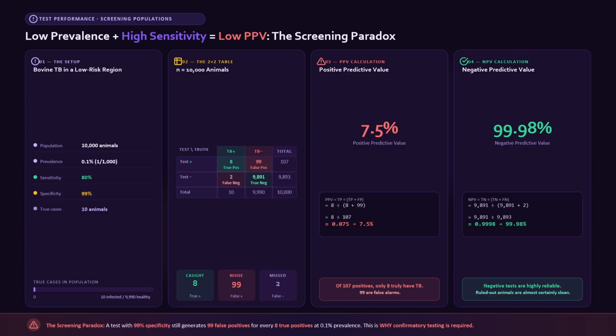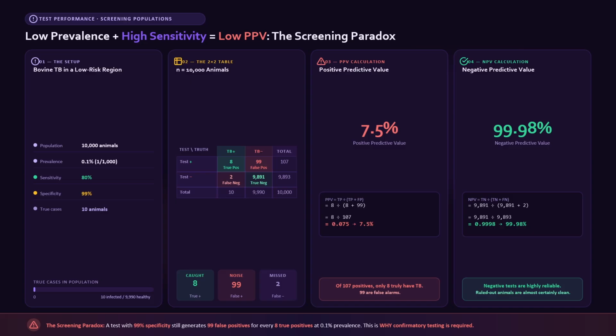We're screening for bovine TB in a low-risk region, 10,000 animals, and the true prevalence is just 1 in 1,000, so 0.1%. That means only 10 of these 10,000 animals actually have TB. Our test is good. Sensitivity is 80%, so it catches 8 of those 10 true cases and misses 2. Specificity is 99%, which sounds excellent, but 99% specificity applied to the 9,990 healthy animals still means we wrongly flag about 1 in 100 of them, and that's 99 false positives.